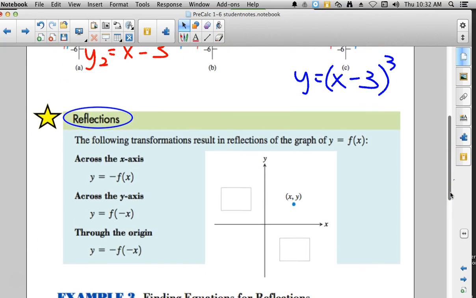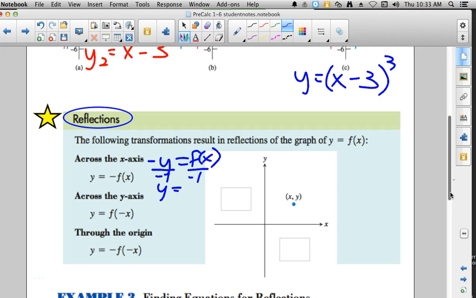So reflections. The following transformations result in reflections of the graph of y equals f of x. If you want to reflect across the x-axis, you have to make the y negative. Okay, that's not the y that they made negative. They made the f of x negative. Well, here's what they did. Then they solved for y, because that's what we do, we always get y by itself. So they divided both sides by -1. And there it is. So when we reflect across the x-axis, it's actually the y that was made negative, but when we look at it, we realize, okay, it's negative of the whole function over there.